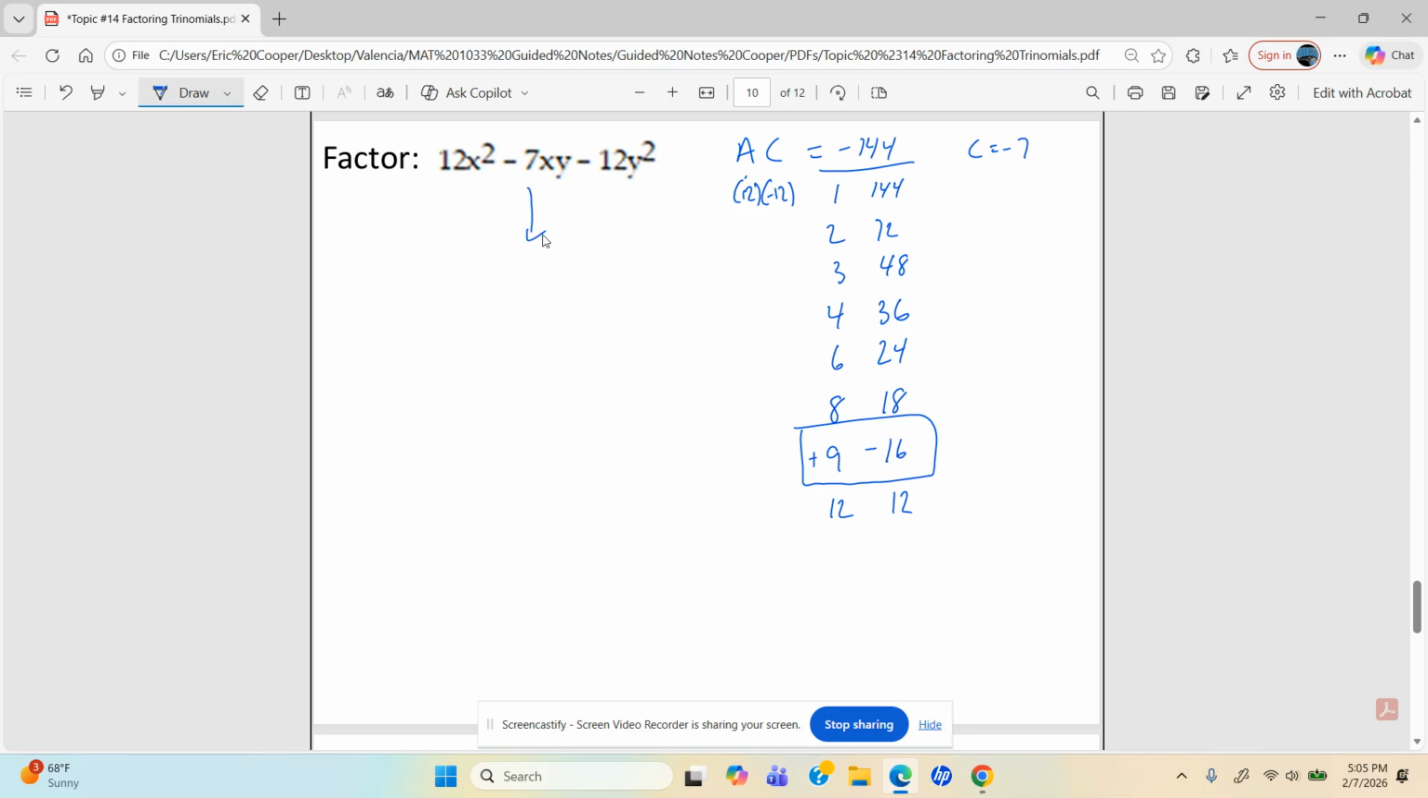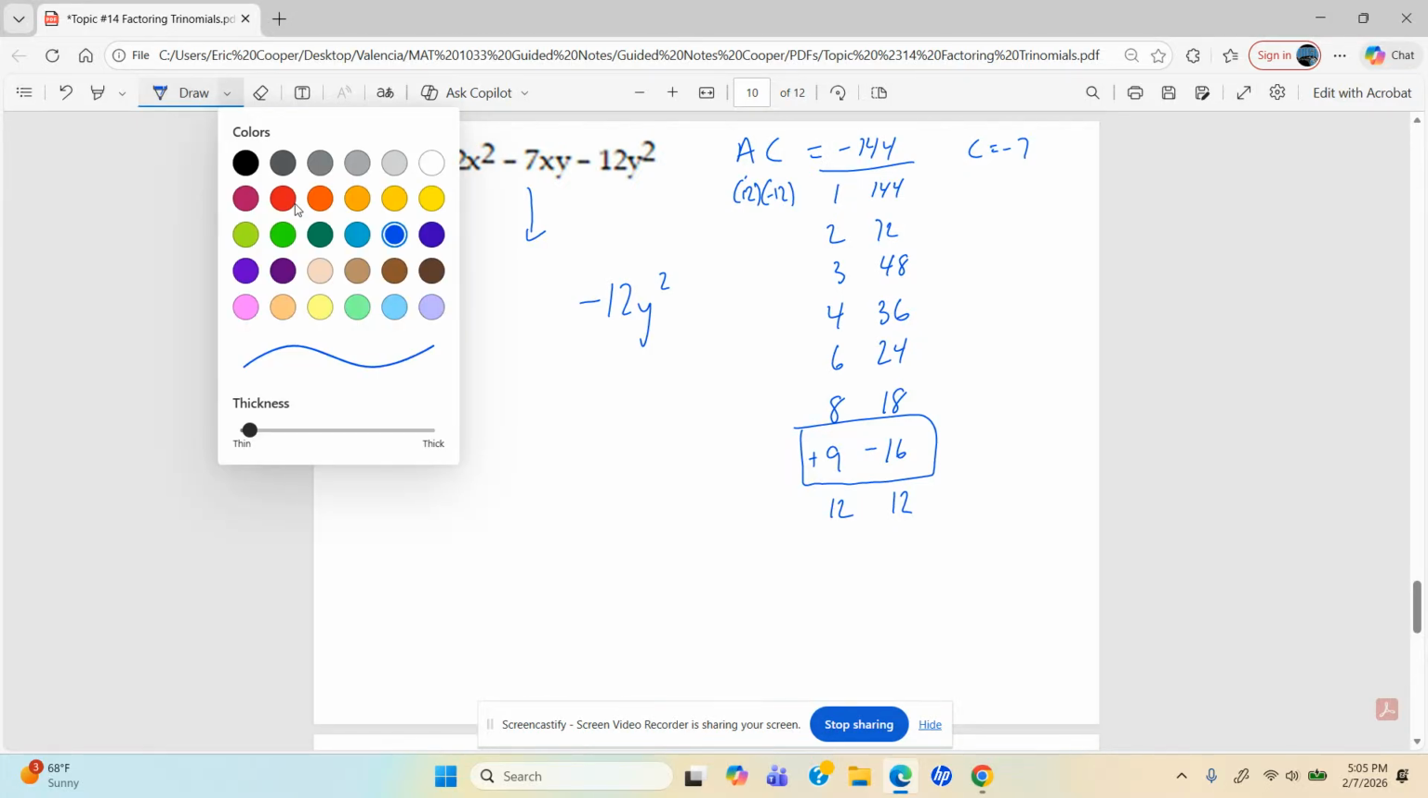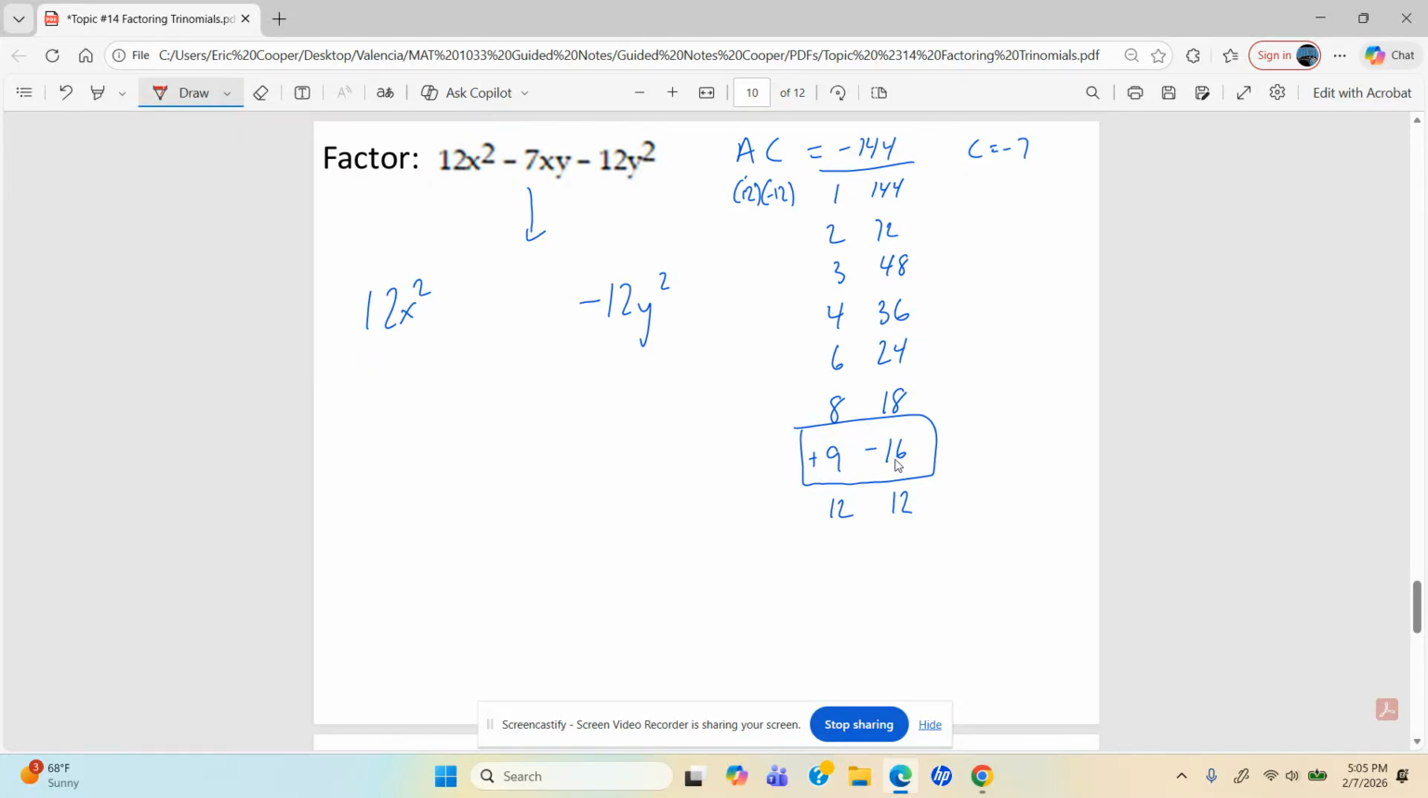So when I go to rewrite this, I still have the 12x squared, and I still have the negative 12y squared. But now my middle two terms are going to be with 9 and 16 with the x and the y. So I'm going to call this a positive 9xy and a negative 16xy. And then we'll go through and do our grouping.